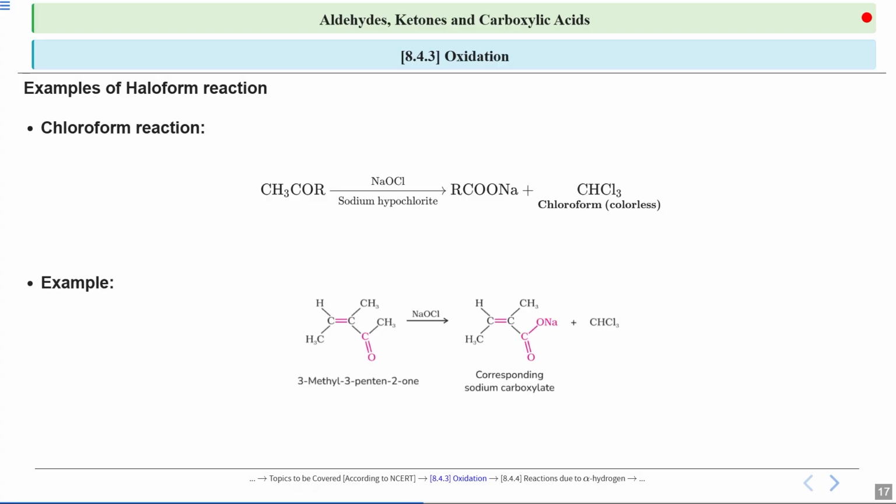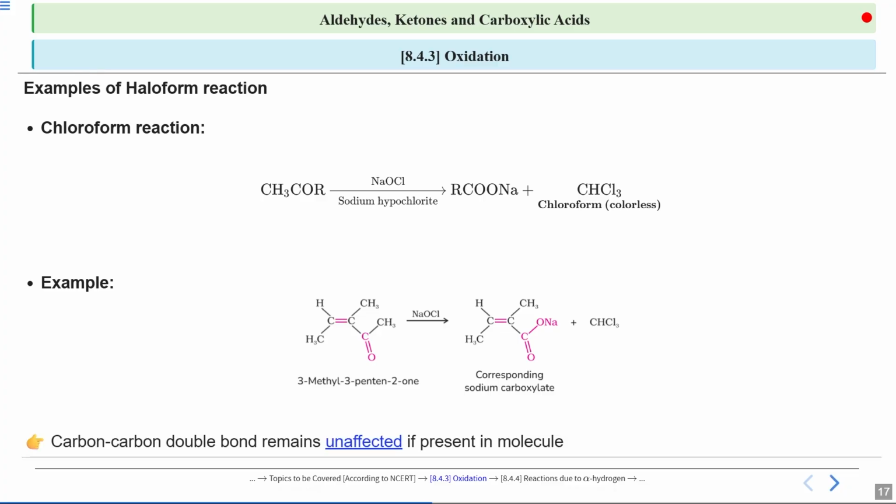Look at an example. You have 3-methyl-3-penten-2-one. So this is a methyl ketone, that is, a CH3 group is directly attached to a carbonyl carbon. When it reacts with sodium hypochlorite, which is NaOCl, you will get a corresponding sodium carboxylate and chloroform. So you will see that this methyl group, which is directly attached to the carbonyl carbon, is replaced by ONa. So you get a sodium carboxylate and a chloroform, which is CHCl3.